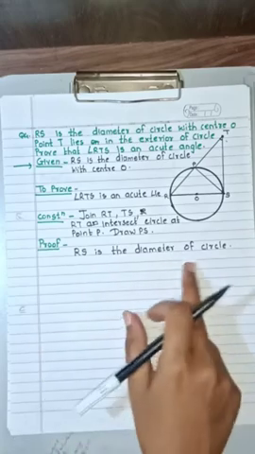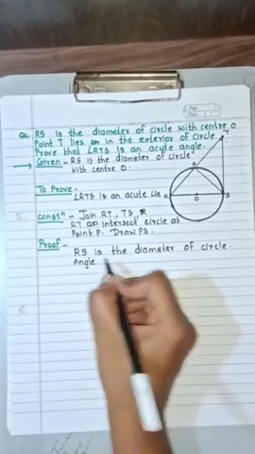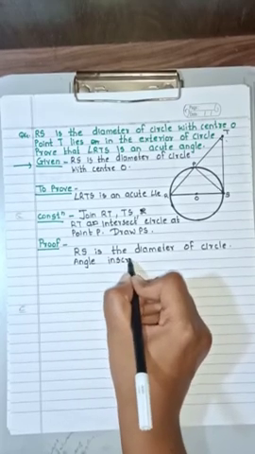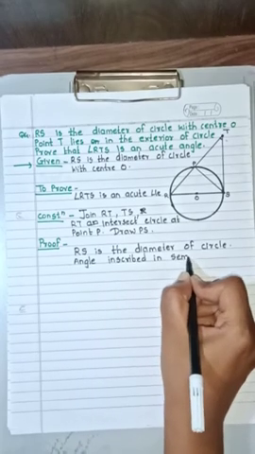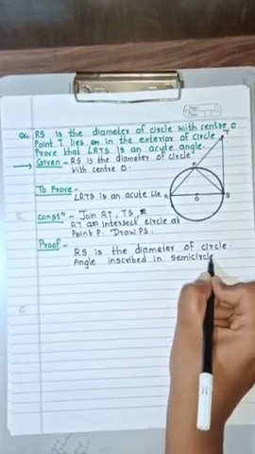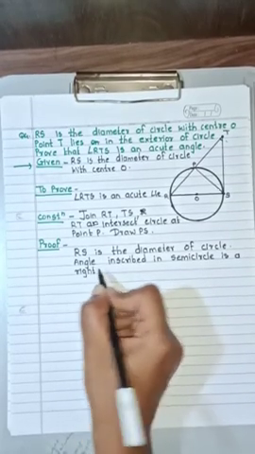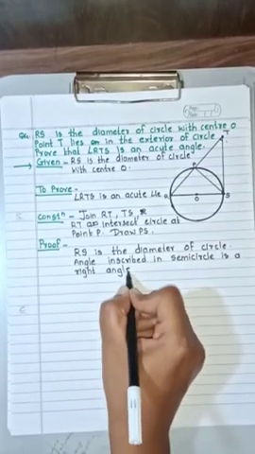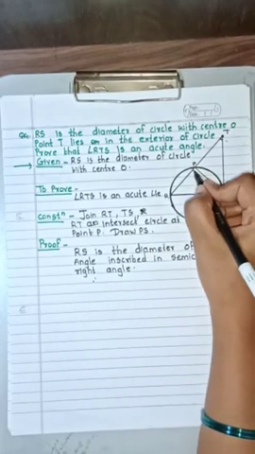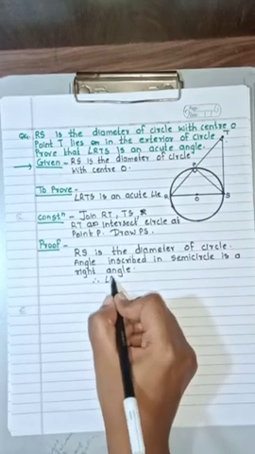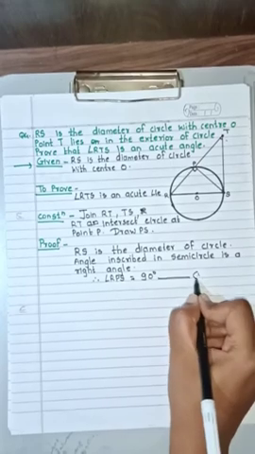Okay, so RS is the diameter of the circle, and you know that an angle inscribed in a semicircle is a right angle. Okay, therefore you can write down here, angle RPS is 90 degrees. Angle RPS is equal to 90 degrees. This is your equation 1.